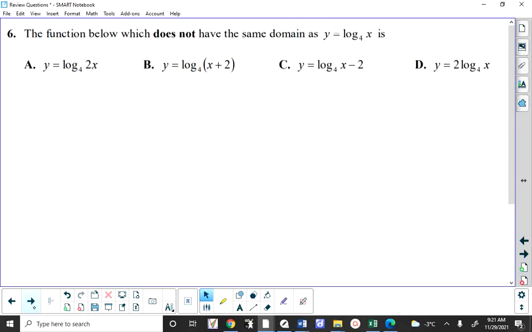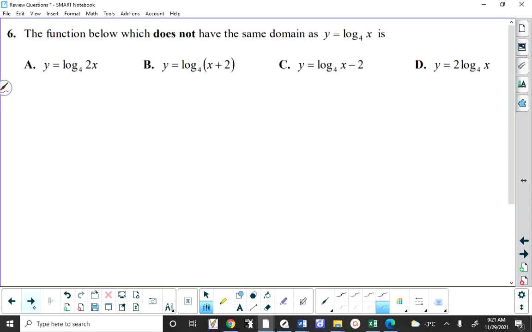So we're talking here about comparing the domain of a function y equals log base 4 of x to the domains of those other functions. And we want to know which of those other functions has a different domain. It's kind of like one of these things is not like the other.